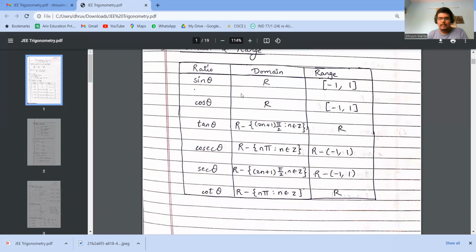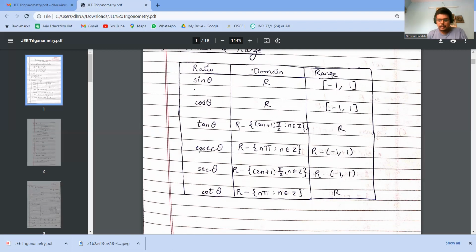Next, domain and range. I'm sure you know this. Sin theta, domain is real numbers, and range is going to be -1 to 1. The answers of sin theta are always between -1 and 1. Same for cos. Tan is all real numbers except (2n plus 1) pi by 2, because tan pi by 2 is not defined. So we exclude all those values where it is not defined. And range is all real numbers.